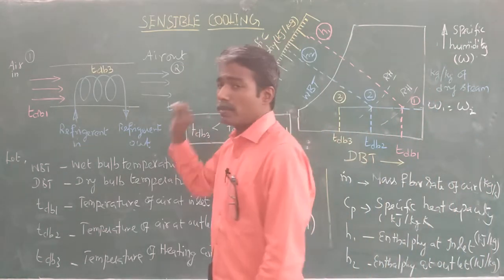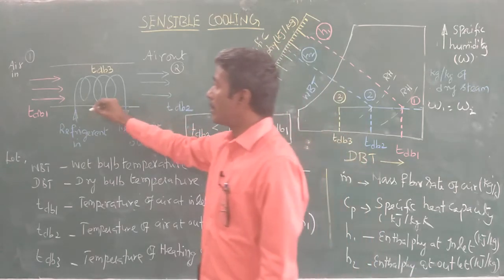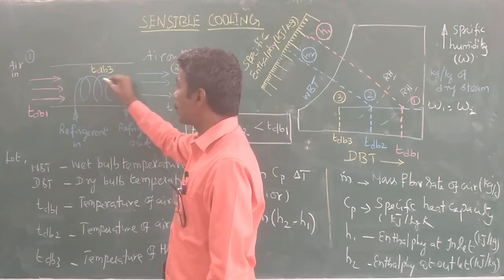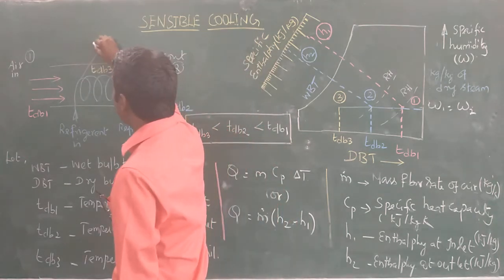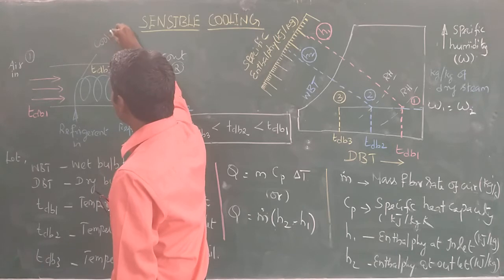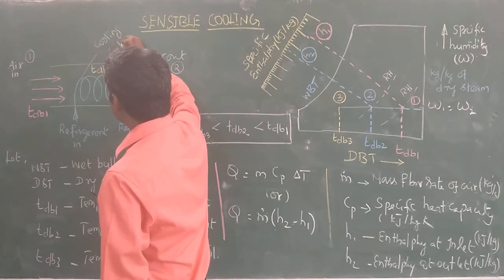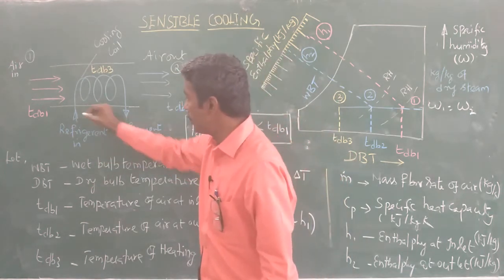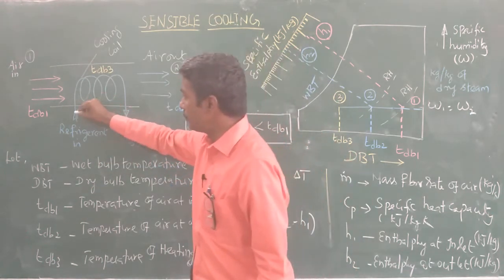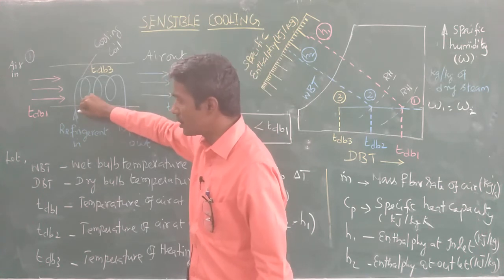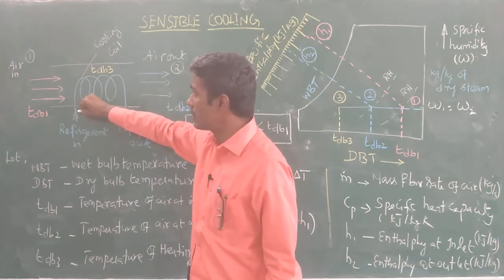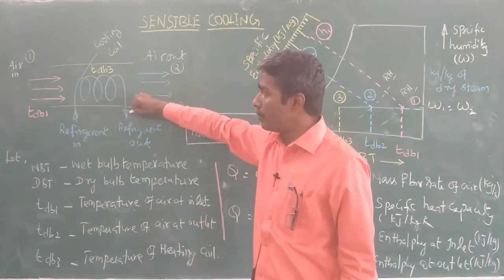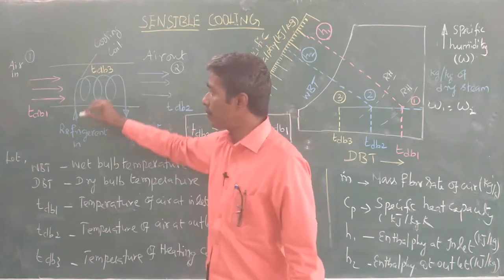So for sensible cooling, for explanation we have an illustration called a duct. Within the duct we have placed a coil. This is called the cooling coil. Through this cooling coil we are sending the refrigerant. This is inlet, this is outlet. The refrigerant inlet condition is cool, its temperature will be less. The outlet temperature will be slightly more, just because of absorbing heat from the air.